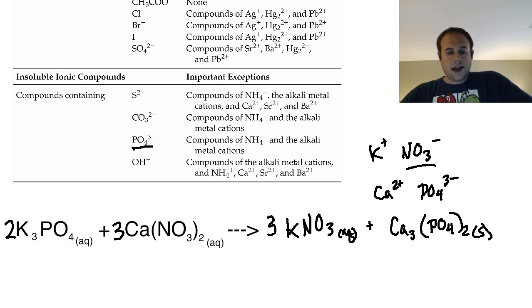How many nitrates do I have? I have 2 of them here. I've got 2 here, but times 3 is 6, right? And over here, I only have 3 of them. So this is going to need to be changed to a 6 in order to make that work.